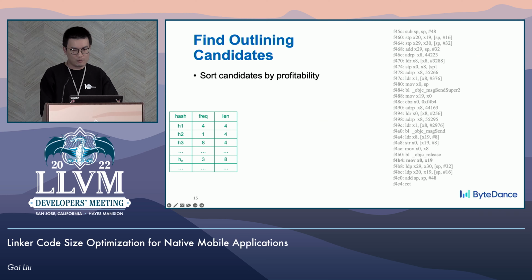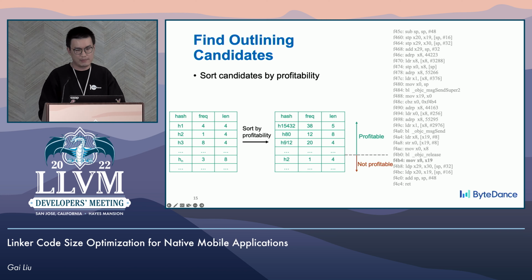Now, after we examine all the sequences in our program, we sort the hashes by their profitability, where the profitability is determined by both the length of each sequence and their frequencies. After sorting them, we can then decide which sequences to outline based on how profitable they are. One choice can be to outline all the sequences that can reduce the code size. This will maximize the size saving. And in our pass, we also have configurable parameters to control the aggressiveness of the candidate selection step.